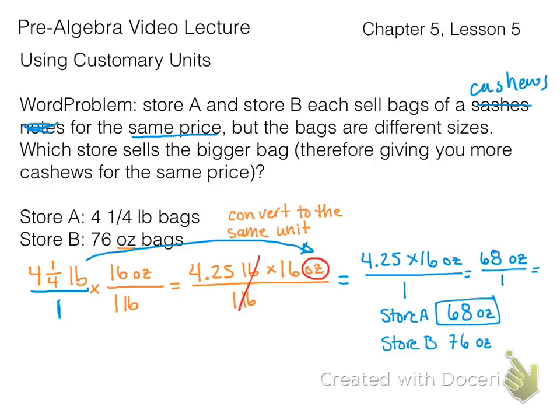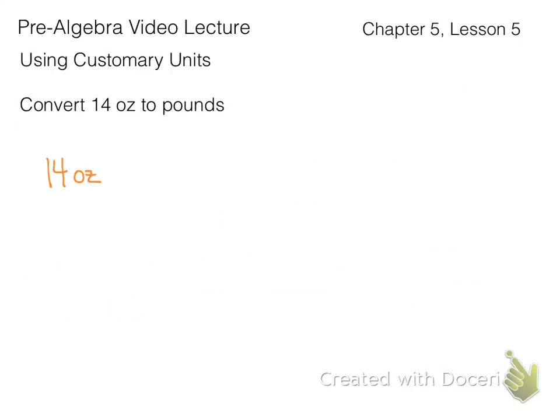Well, Store B had 76 ounces, which means 76 ounces is more than 68 ounces, which means Store B has bigger bags. Bigger bags for the same price means more cashews for your money. Okay? All right, moving on.